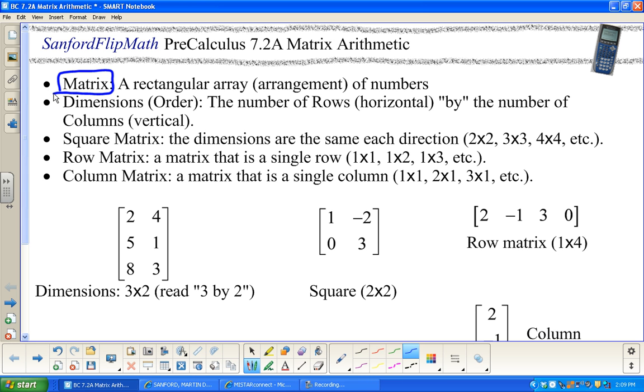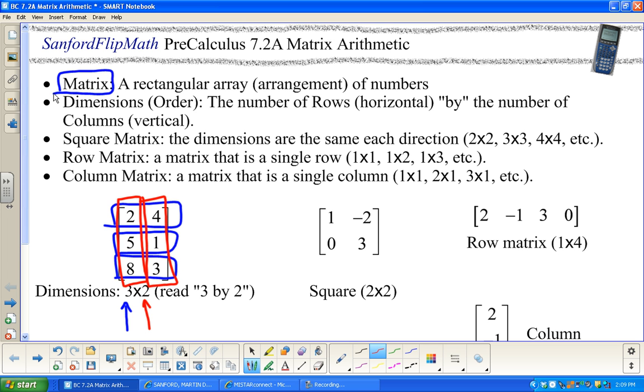The dimensions are the number of rows by the number of columns. This is a row, this is a row, this is a row. So it has 3 rows. This is a column and this is a column, so there are 2 of those columns. So this is a 3 by 2 matrix.